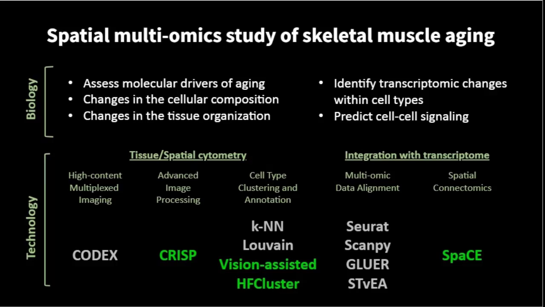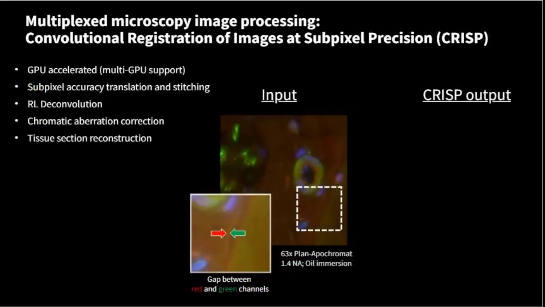All right. So I'll start at the beginning, at image processing. Once you get your CODEX or multiplex imaging data, the most important thing is that you need to process this data in a highly efficient and accurate manner.